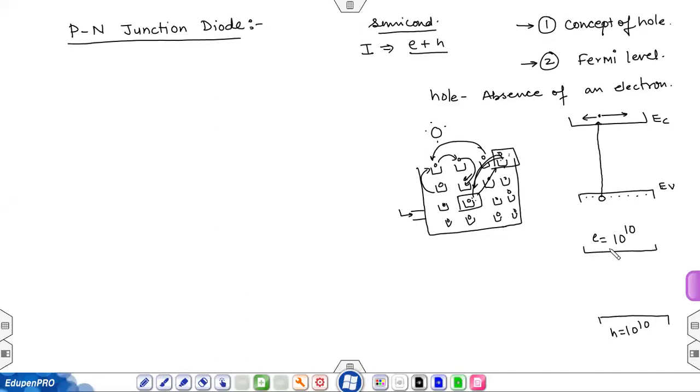Now, in yesterday's lecture, what we did was dope it with a pentavalent impurity, which creates a donor level here, and let's say this is the valence band and this is the conduction band. And as soon as we brought it to room temperature, all the electrons present at the donor level went into the conduction band.